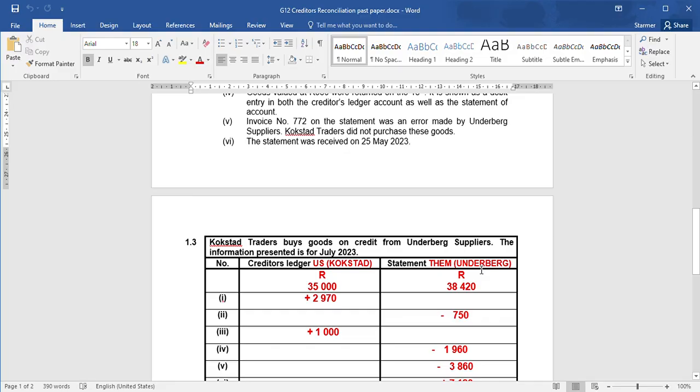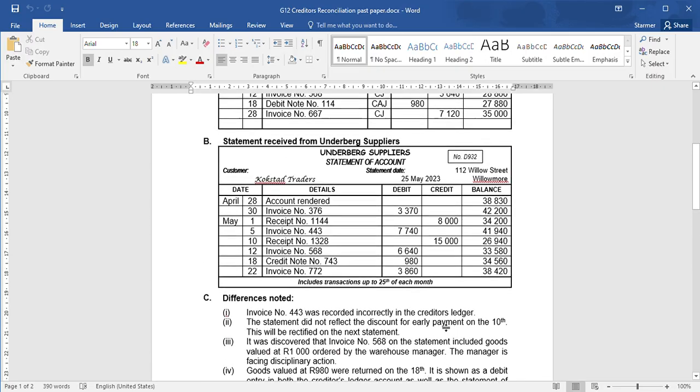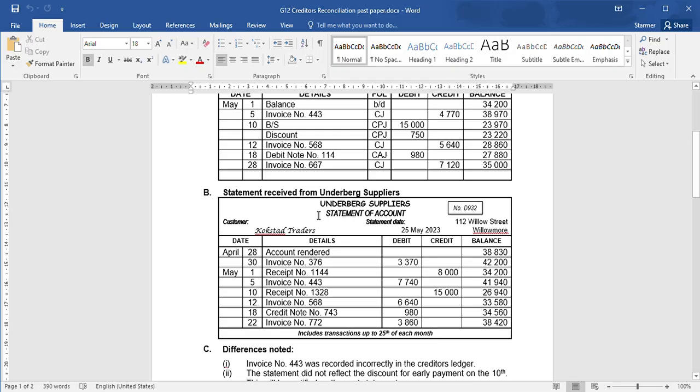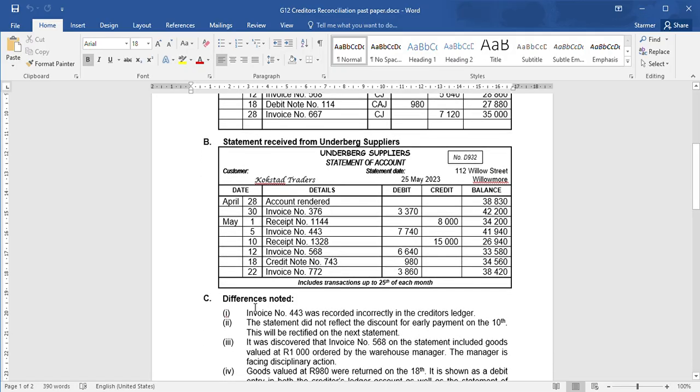Now it's easy to see, did Coxted make the error or did Underberg? Once you've identified that, you can put the amount under the correct column, and then you just need to decide, do I need to add or do I need to subtract? Okay, so they give you the creditors ledger, they give you the statement, and now they're going to explain the differences. The first one here, invoice 443, was recorded incorrectly in the creditors ledger. That means we are wrong.